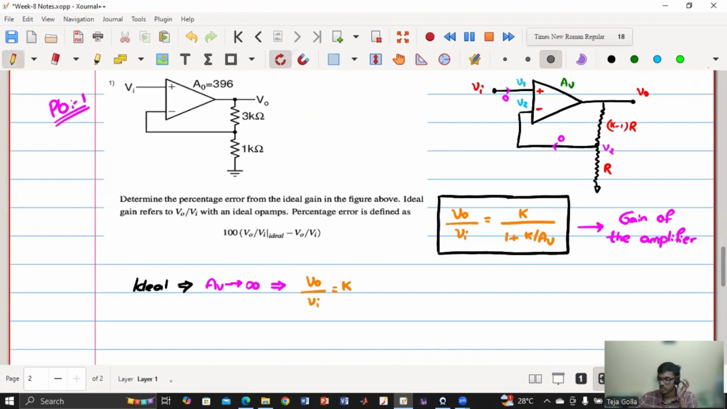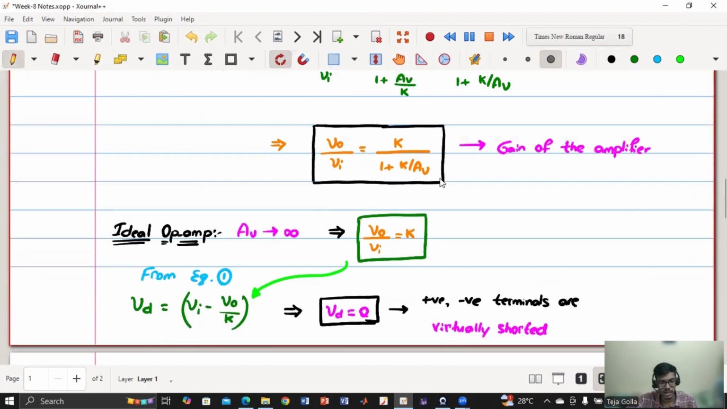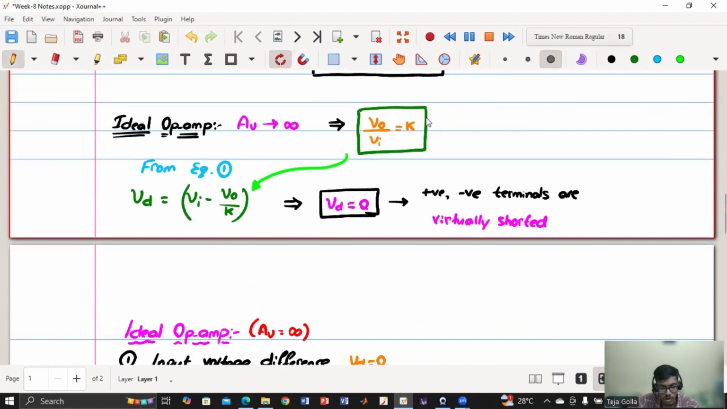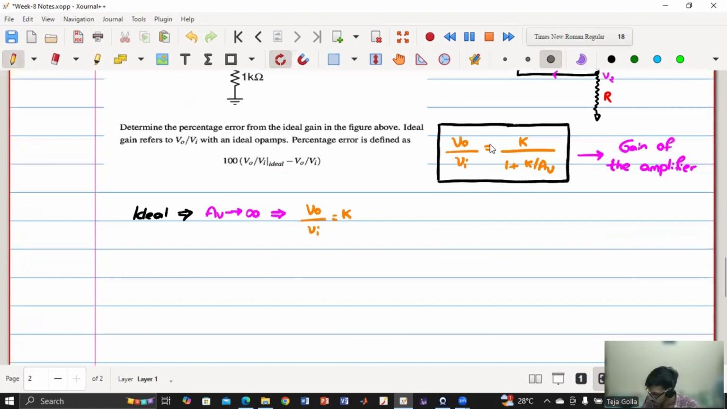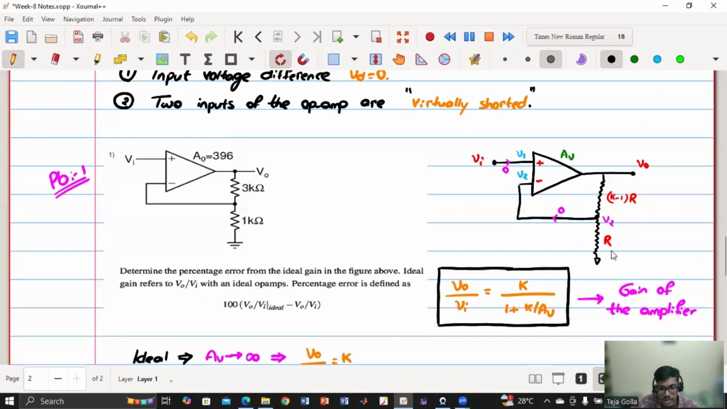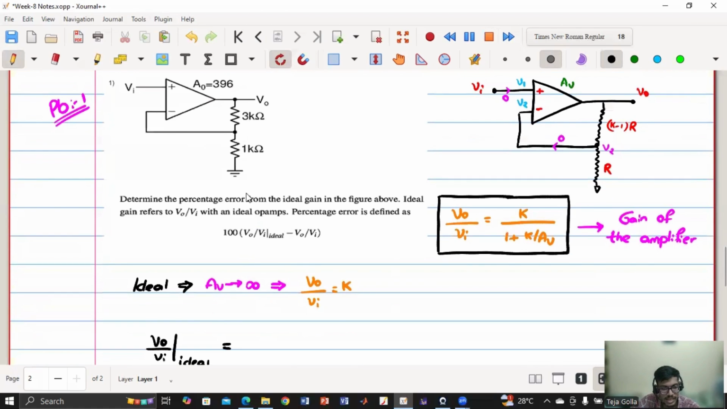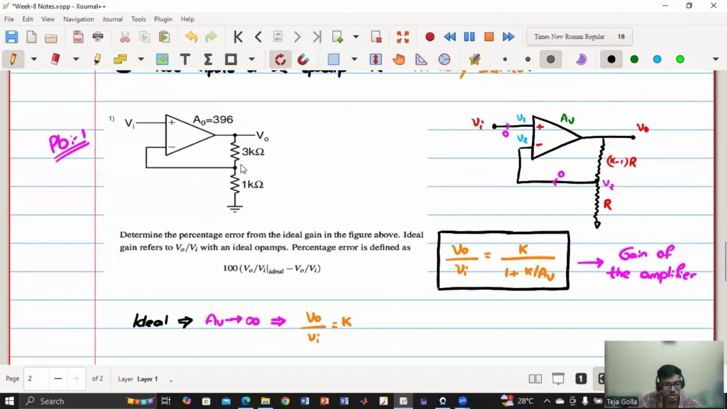We have seen, because here we have checked that if we substitute AV, then we will get V naught by Vi as K. So now tell me, V naught by Vi for the ideal case, what will be the value? You see, this is K minus 1 R, this is R, this is 3K, and this is 1K. So V naught by Vi is K. So for these given values, what will be the value of V naught by Vi ideal?